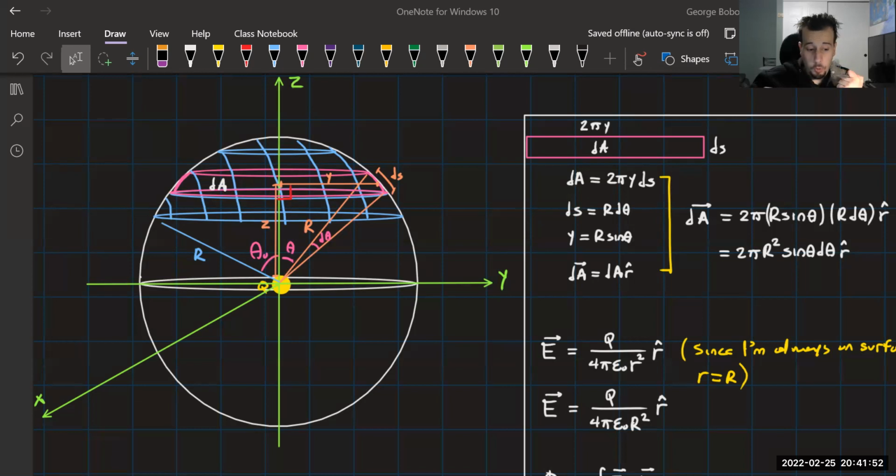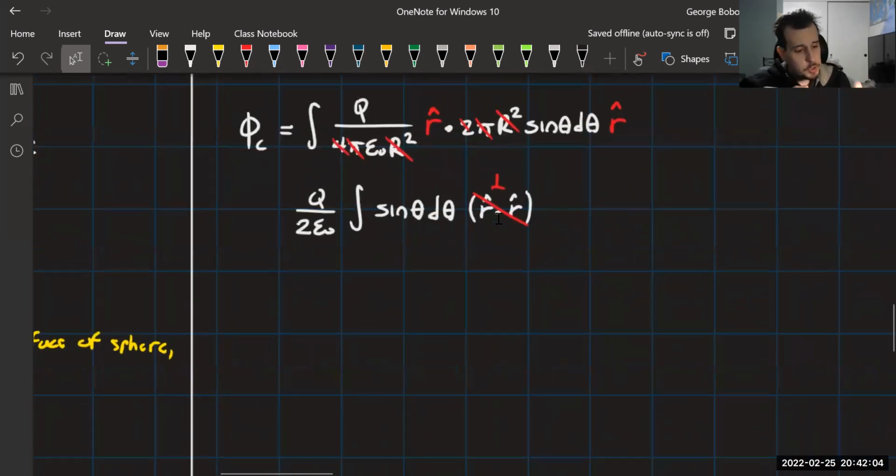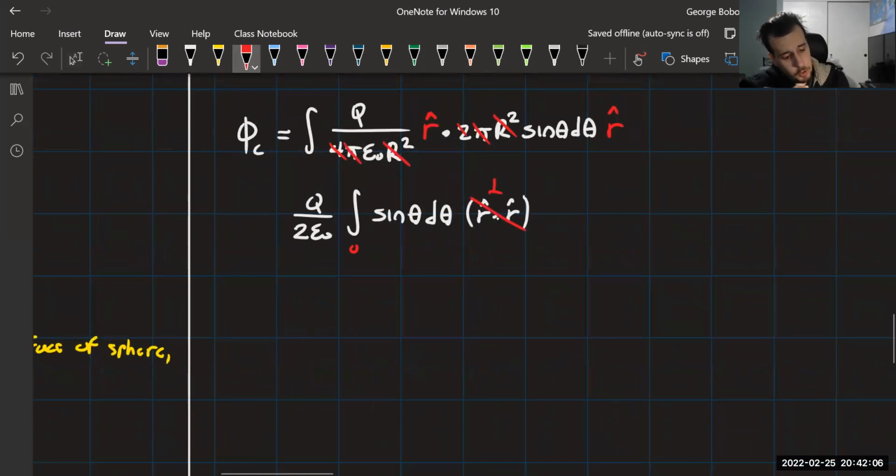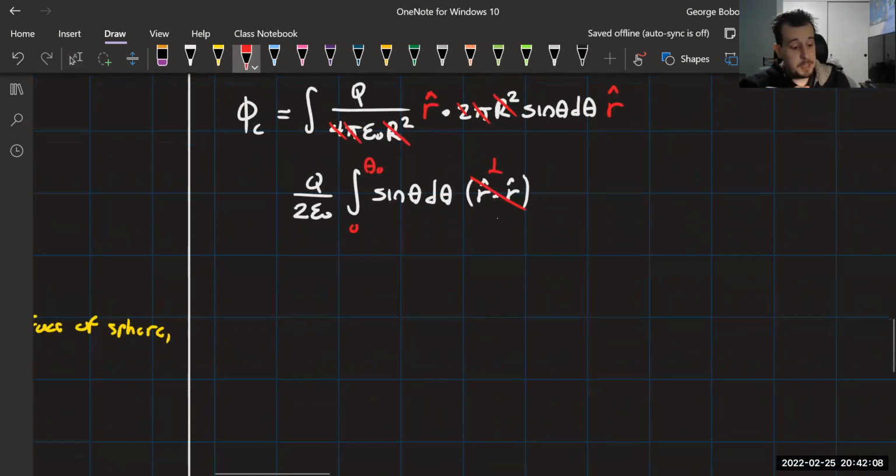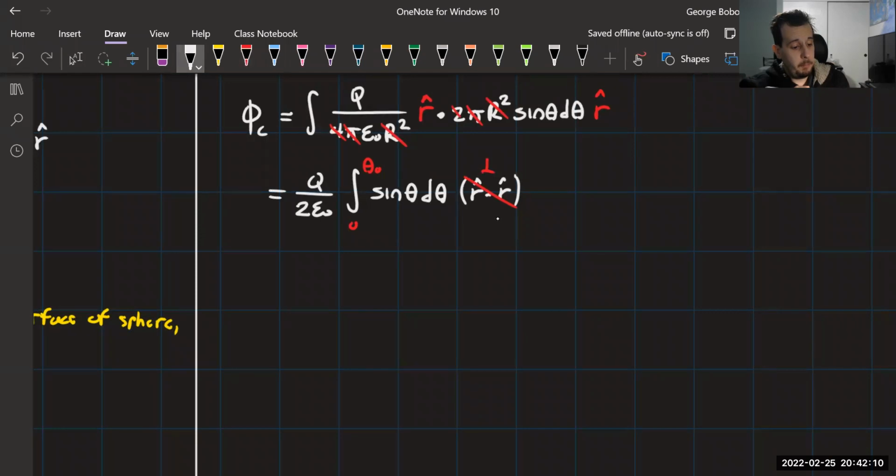North Pole sits at 0, not pi over 2, right? So it sits at 0. And then, yes, you go all the way to the angle they specify. So the second one's right. Okay, so you go again from 0 to theta naught. That's the angle they specified, right? Okay, I hope you can see where this is going.